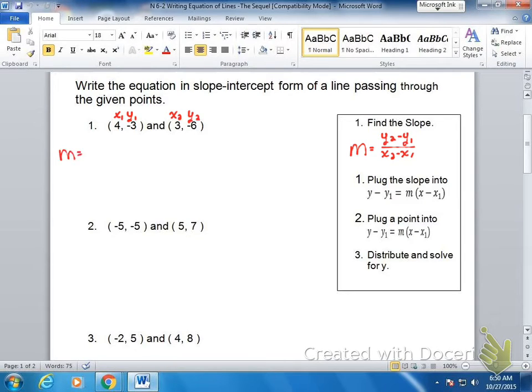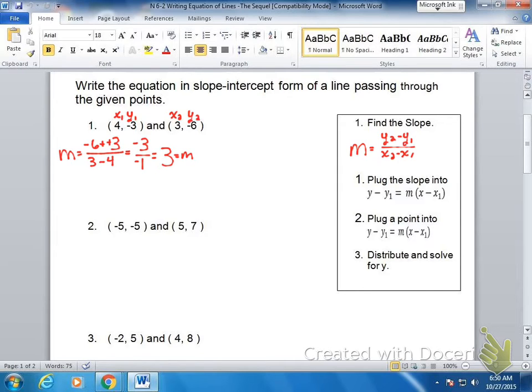I have m equals, because that's what I want to find, y2 minus y1. That's -6 minus -3. If you subtract a negative, like we do in this one, you have a boom boom, makes it positive. Then on the bottom, we're going to have x2 minus x1. In this case, it'd be 3 minus 4. So we can do that little bit of arithmetic. That's -6 plus 3 to leave us with -3. 3 minus 4 to leave us with -1. We can simplify that. A negative divided by a negative is positive. So we get our m is 3.